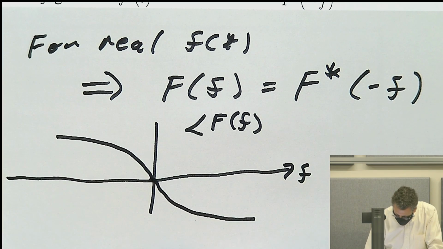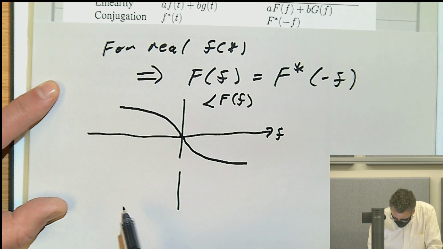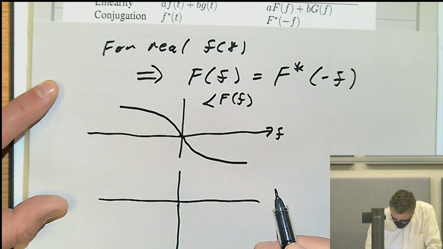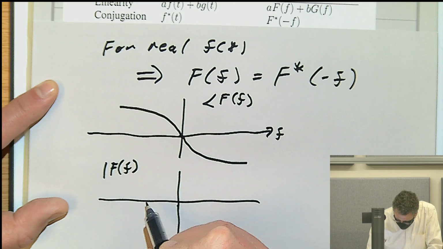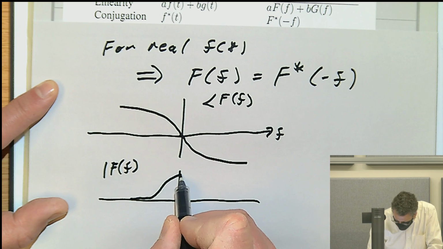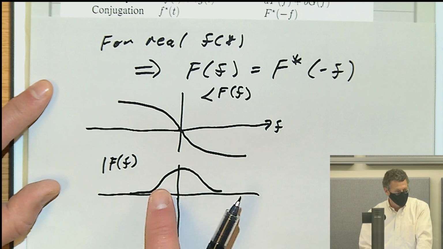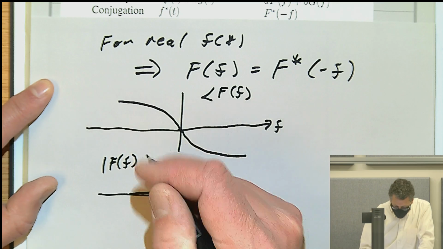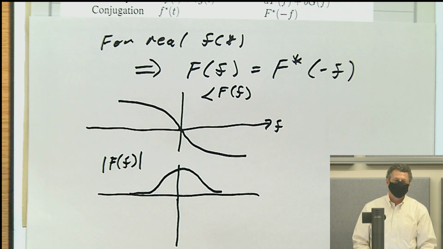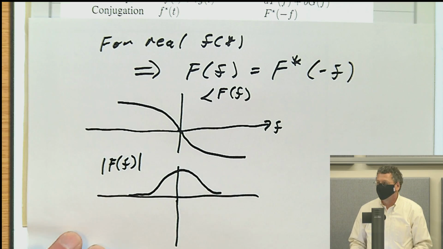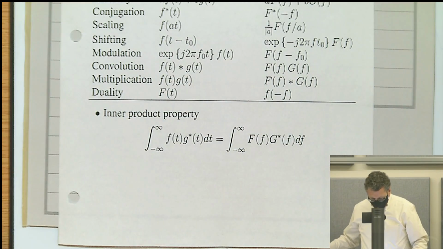But the magnitude, I'm running out of space. The magnitude is symmetric. So the magnitude of F is like this. I didn't draw it. Maybe I'm not as good an artist as I should be. That should be symmetric. So the magnitude is symmetric, the phase is anti-symmetric. That's always true for the Fourier transform of any real valued signal. That's an important property.